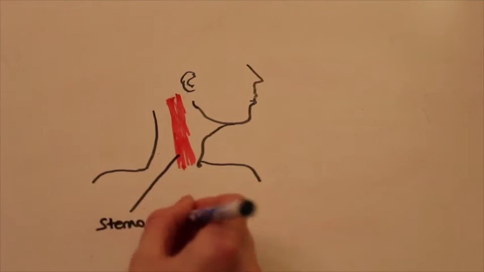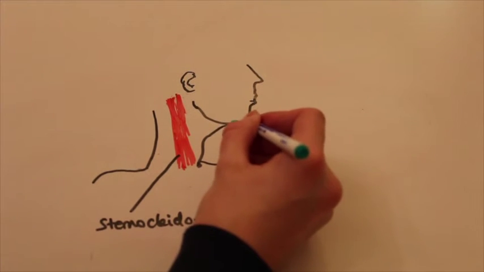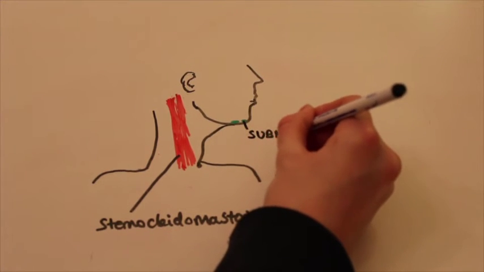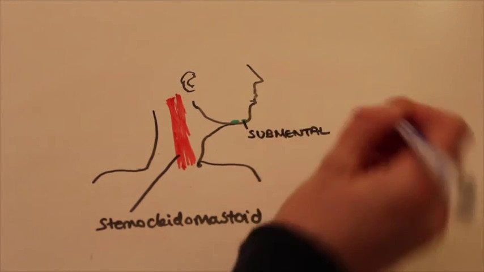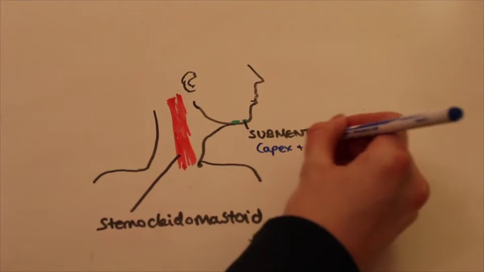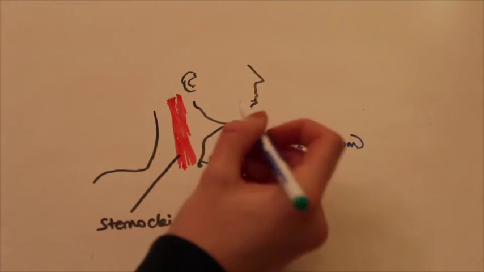So the 3 groups of lymph nodes in the neck which receive lymph from the tongue are the submental lymph nodes, the submandibular lymph nodes, and the deep cervical lymph nodes. The submental lymph nodes lie in the triangle between the anterior bellies of the digastric muscles, midway between the jaw and the hyoid bone. Usually there are 3 or 4 nodes.